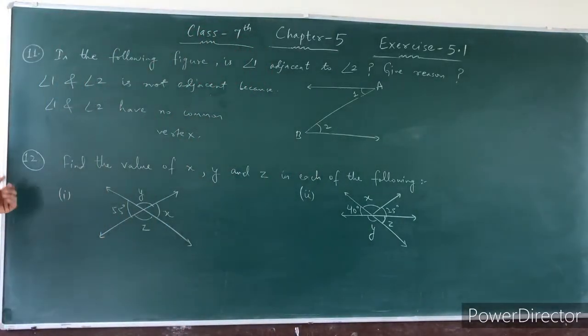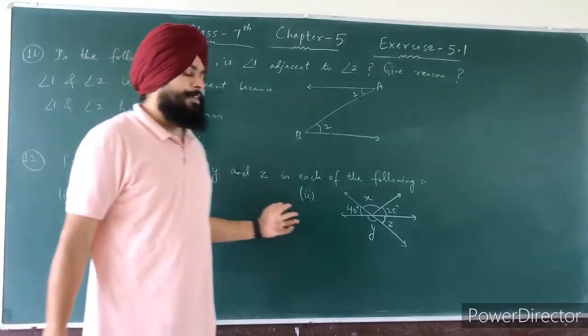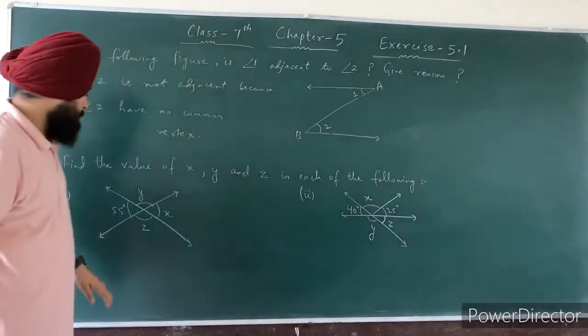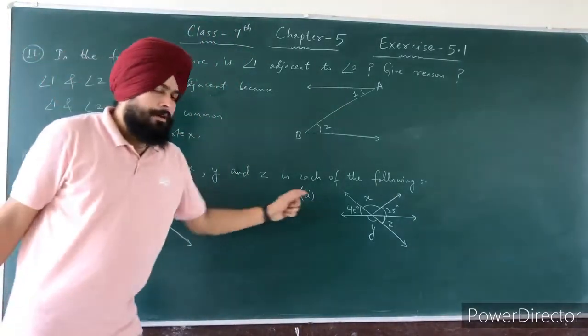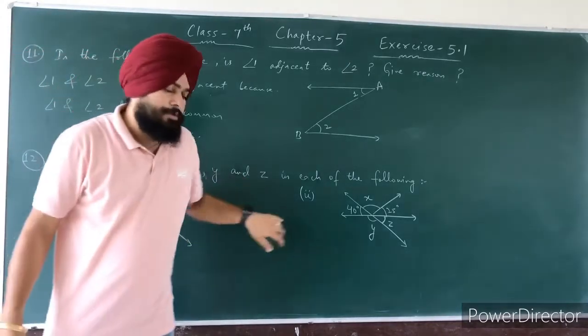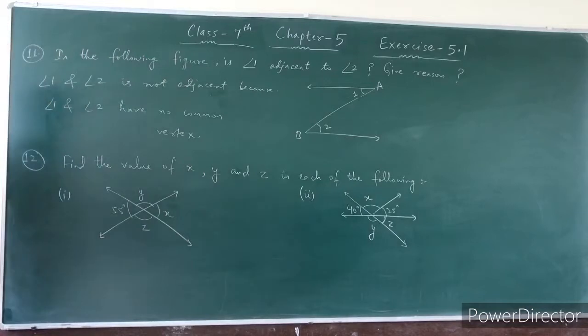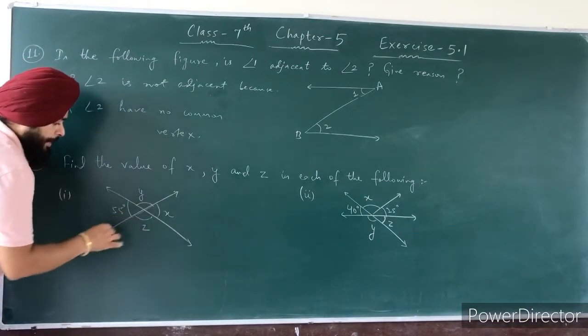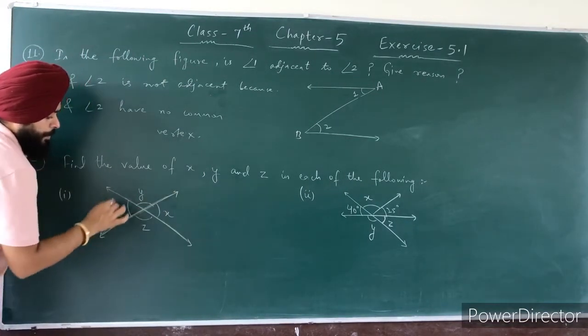So next, question number 12. Find the value of x, y and z in each of the following. So there are two parts, first and second one. We have to find the missing values of x, y and z in both these questions. Okay. So first you can see here there are two intersecting lines, this one and this one.